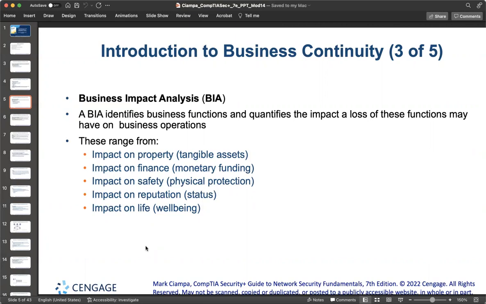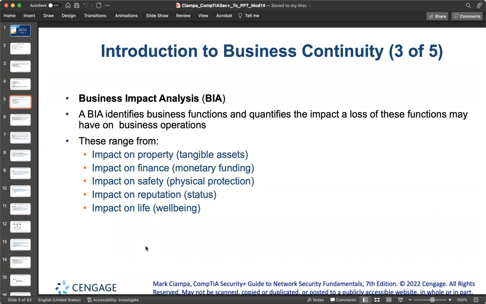The other way of looking at it is from a financial perspective, right? So what are the financial consequences of the loss of a function in case of a mishap, right? And that's what happens during the BIA. So you analyze all the possible impacts on the business, which are going to affect the enterprise.